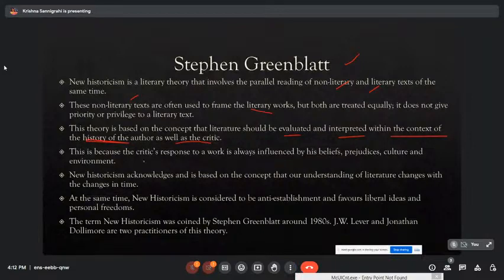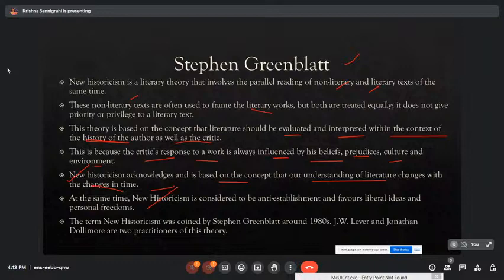This is because the critic's response to a work is also always influenced by what? Is influenced by the beliefs, prejudices, culture and environment in which that critic is. Similarly, the writer. So the author is also influenced by his surroundings. So new historicism acknowledges and is based on the concept that our understanding of literature changes with changes in time. And that's so true, because as we grow, you will see that the poem which you read when you were a school child and you are reading the same poem today, there will be a lot of change in our interpretation. At the same time, new historicism is considered to be anti-establishment and favors liberal ideas and personal freedoms.